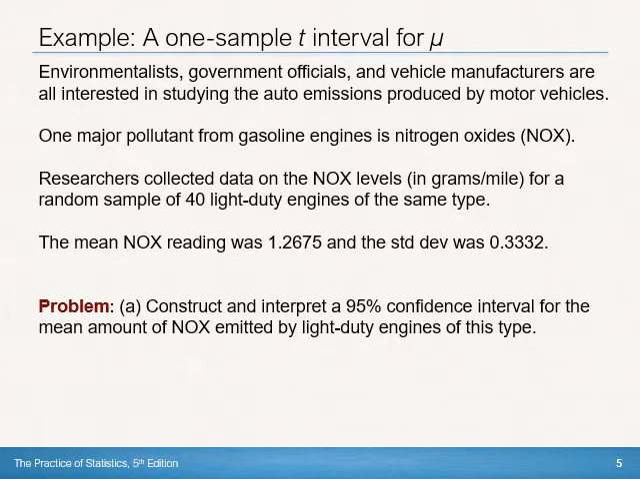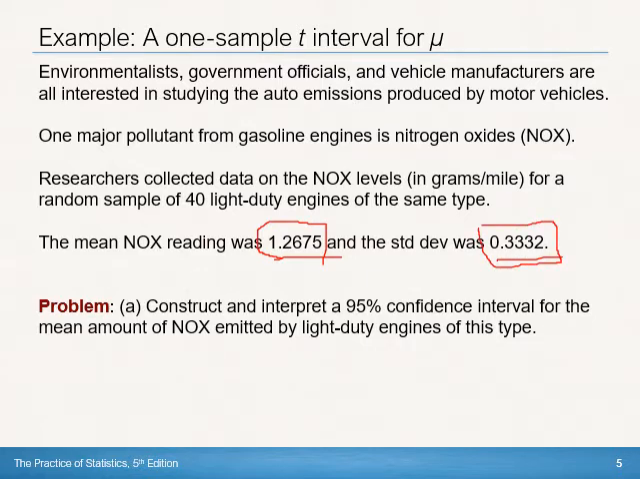All right, here's an example. Environmentalists and government officials and vehicle manufacturers are all interested in studying the auto emissions produced by motor vehicles. One major pollutant for gasoline engines is nitrogen oxide. Researchers collect data on nitrogen oxide levels in grams per mile for a random sample of 40 light-duty engines of the same type. The mean nitrogen oxide reading is 1.2675 and a standard deviation of 0.3332. These, of course, remember, are sample statistics. So this is our x bar, and this is our s, standard deviation of the sample.